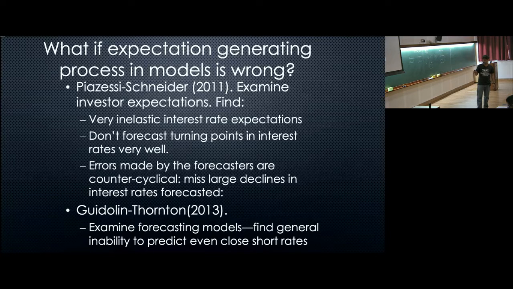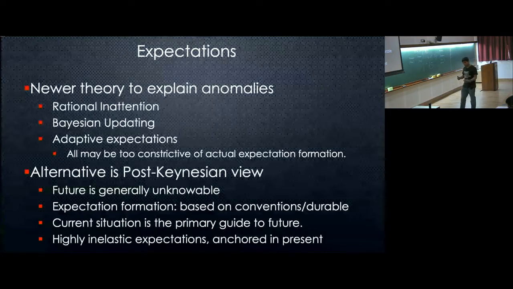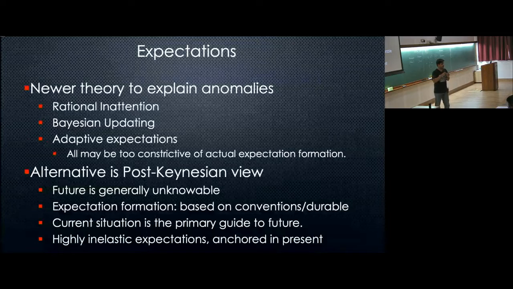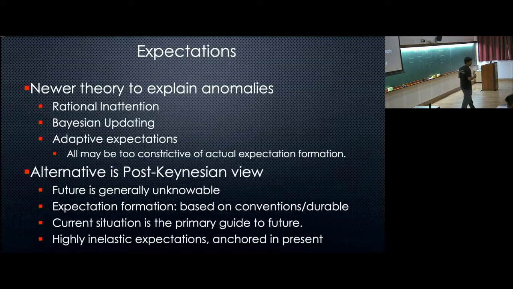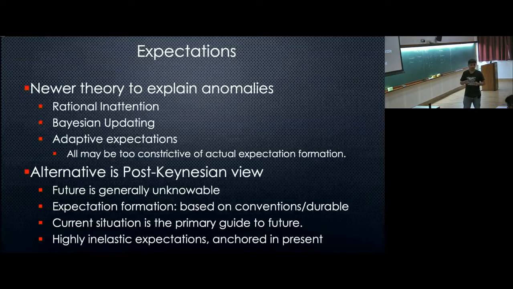Guidolin and Thornton found something quite interesting. There's a general inability to predict even the close short-run interest rates. So, taken as a whole, what is this suggesting? This is suggesting that our model that somehow we can understand long rates as the average of short rates or expected short rates is simply wrong. That in fact there's a very strong element of convention in current interest rates. And the argument should be quite straightforward.